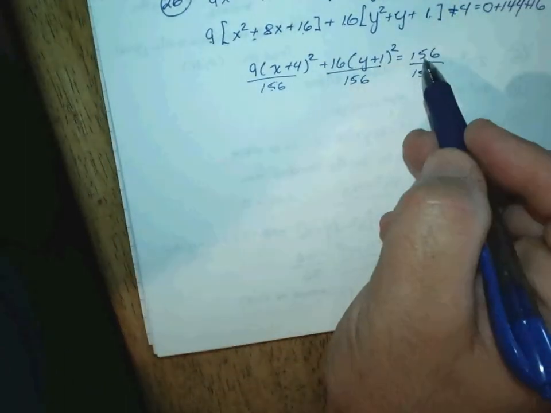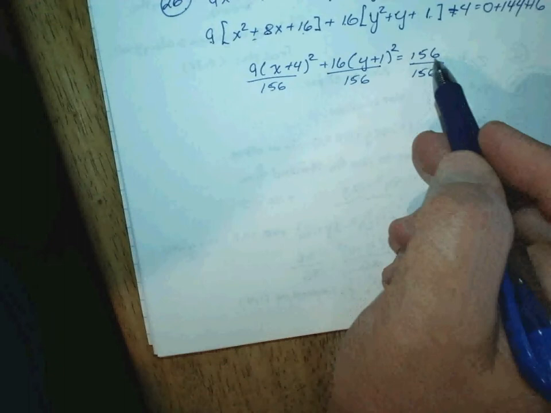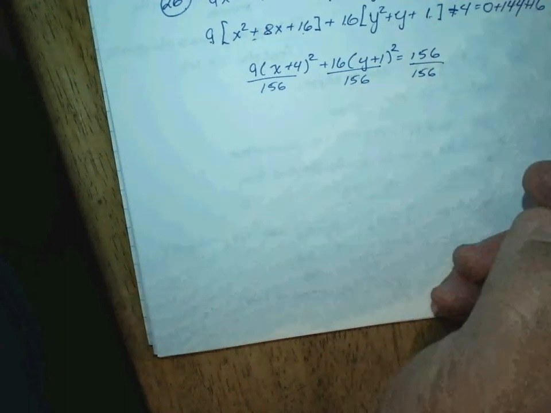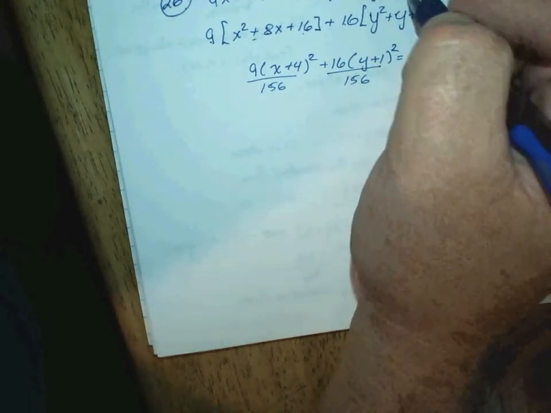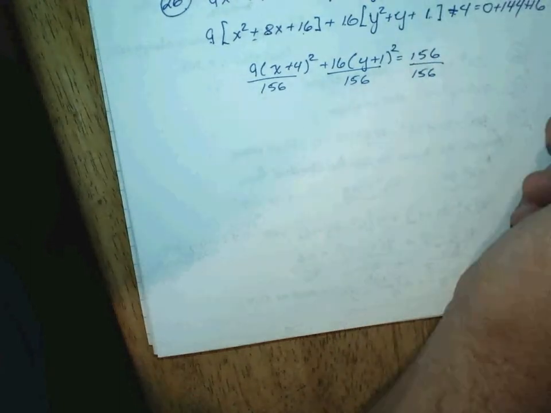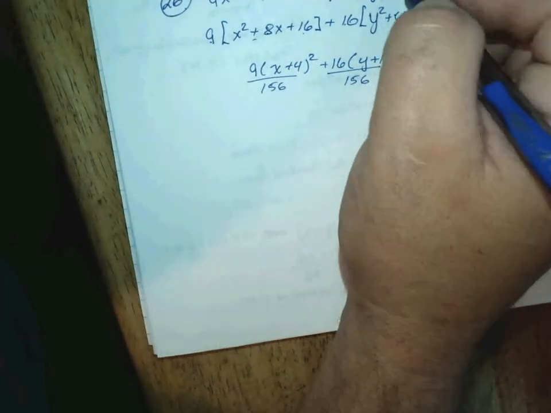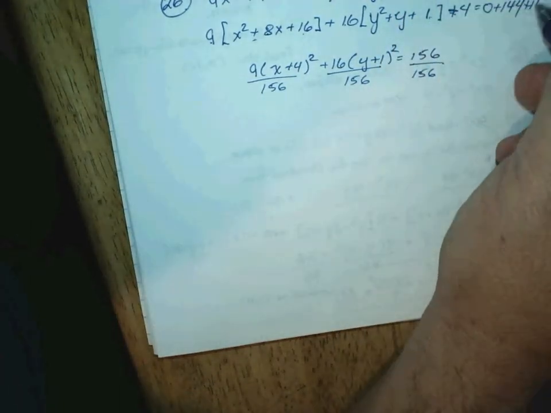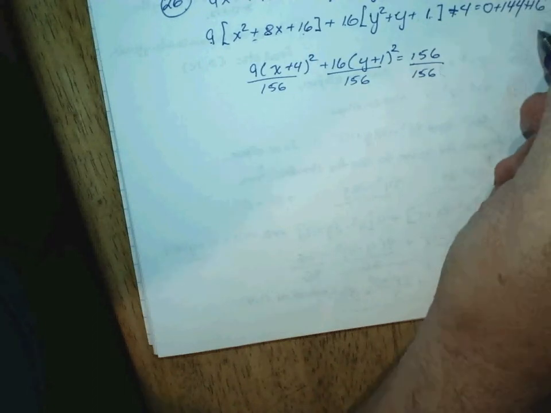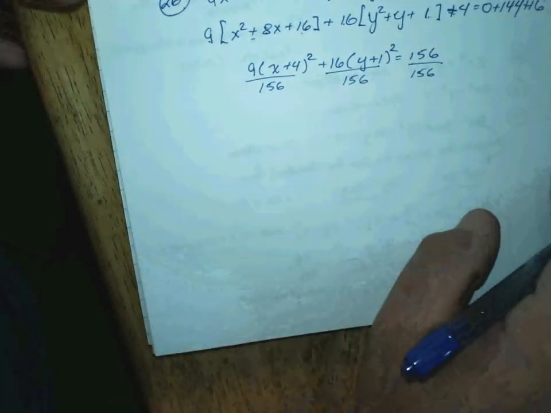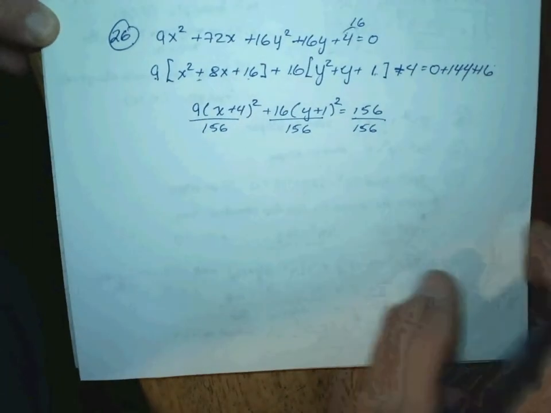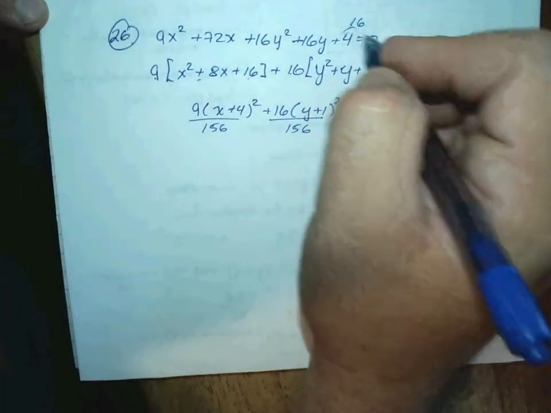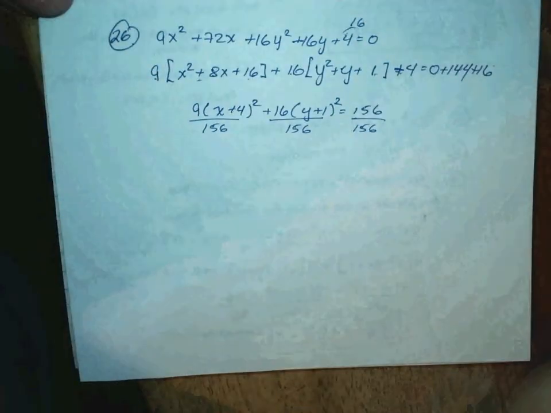I would have to divide everything by 156, and I'm sure the author made a little arithmetic error here. I think he had hoped this would come out to be 144, which it would have if he had had the correct number here. What he would have to have here is a 16 instead of a 4, so that would cancel that and give you 144. Okay, that's what he intended to do. He just made an arithmetic error when he wrote the problem.